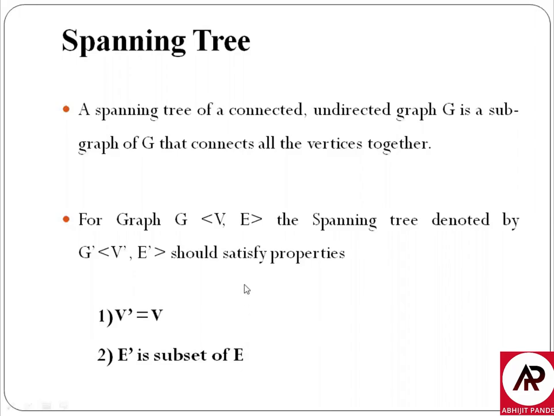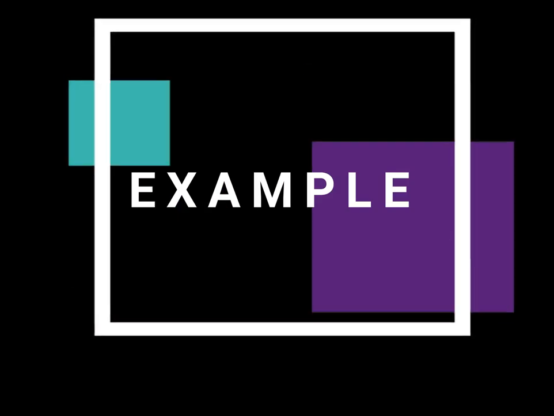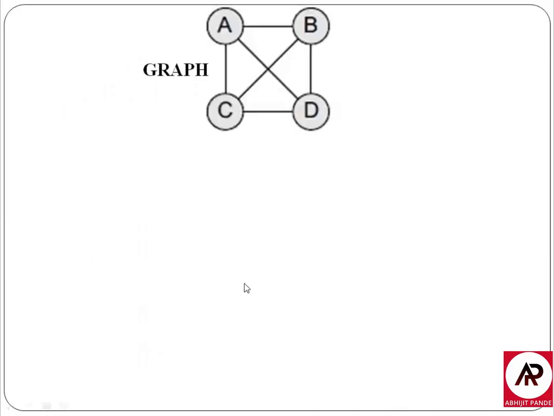Now let's take an example. Consider the given graph. This graph is a connected and undirected graph. When we want to draw a spanning tree, we must remember the two properties. Number one, the number of vertices must be the same as that present in the graph, as well as the edges must be a subset of the edges present in the graph.